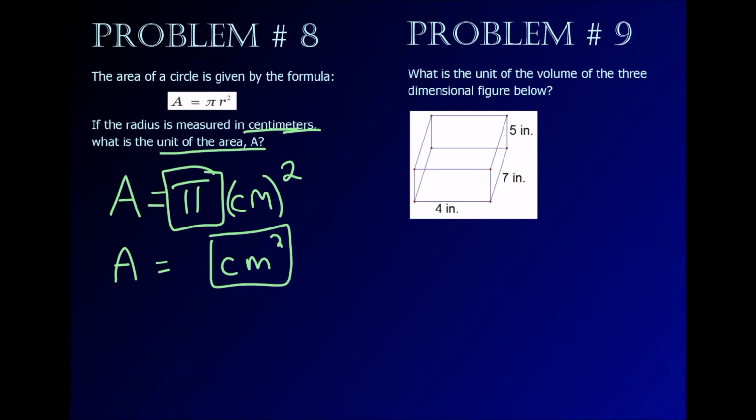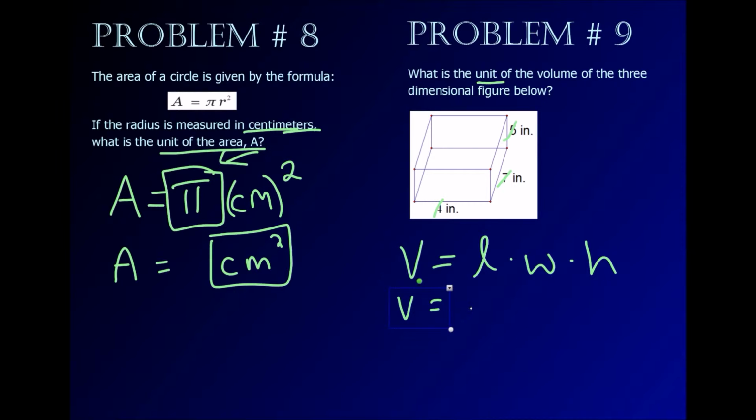Problem number 9 is pretty similar. You do have to know the volume of this rectangular prism, which is length times width times height. Just like in problem 8, where I ignored the number pi, I'm going to ignore all numbers in this example. So I'm going to ignore the 5, ignore the 7, ignore the 4. I don't really need those. All I need is the units, because that's all the question is asking me: what is the unit of the volume. So I'm just going to plug in the units.